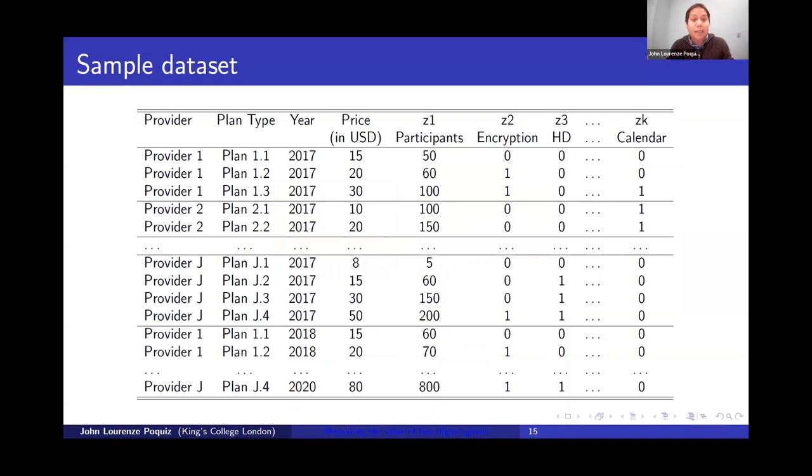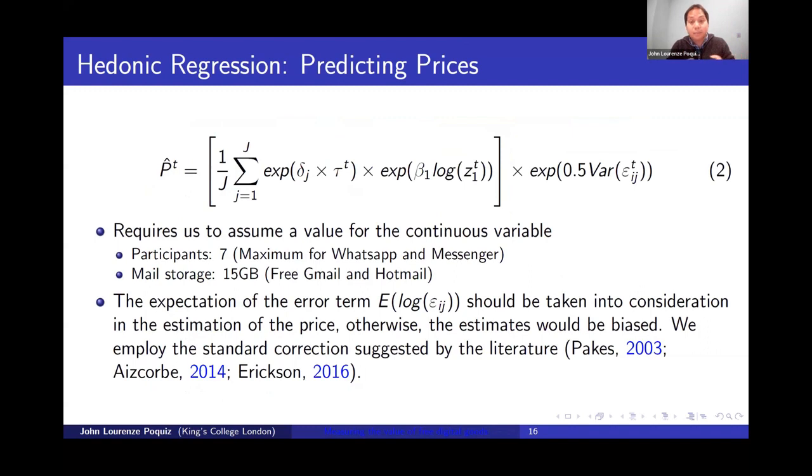So this is an example of the data set. Most of the characteristics in the regression would be binary variables, so it would indicate 1 whenever there's a presence of that characteristic or feature, and 0 otherwise. There would be some continuous variables. As I've shown you before, for video conferencing, the price varies a lot depending on the characteristics, such as the number of participants, and for email, it's the same for storage, etc.